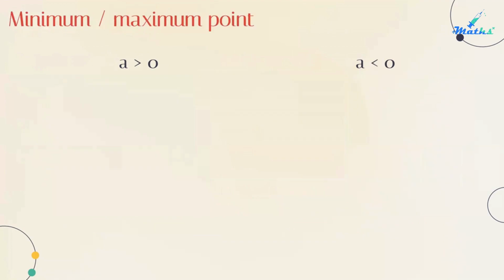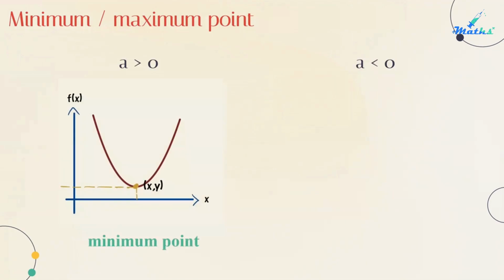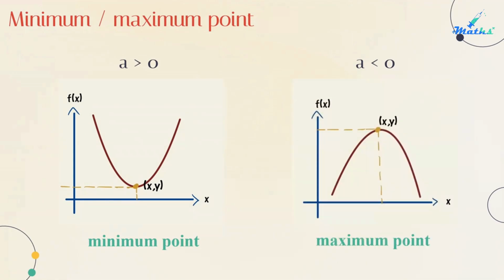Next, minimum or maximum point. If a is greater than 0, what will the graph look like? It will look like a minimum graph and have a minimum point. If a is less than 0, the graph will look like a maximum graph and have a maximum point. Next, axis of symmetry. What is the axis of symmetry?